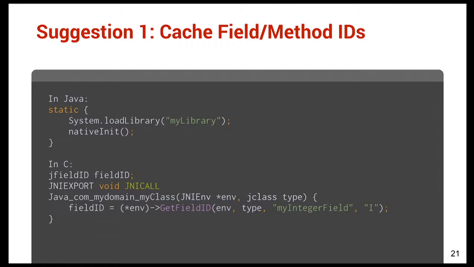And inside of native init, which really should have been named native init now that I look at the slide, but that's OK. You can see I'm getting that field ID. And that field ID will be good as long as this class is loaded. So that's pretty awesome. I don't have to think about it. I'm just storing it in a little variable there that's associated with my native class.